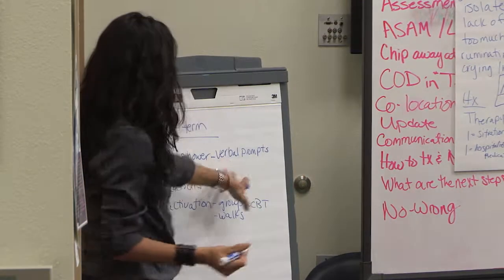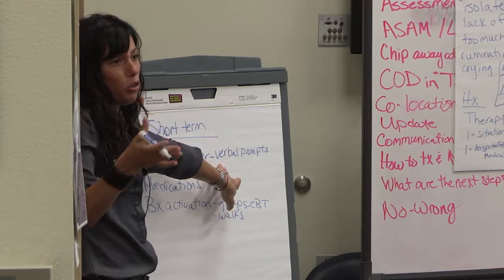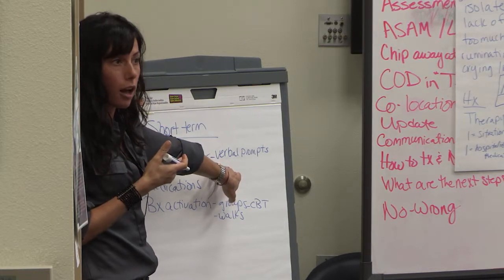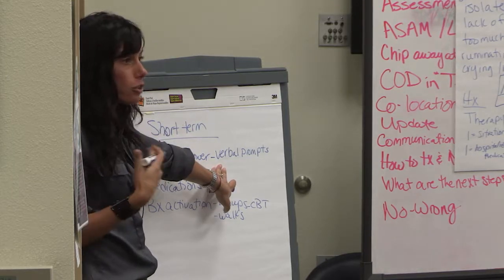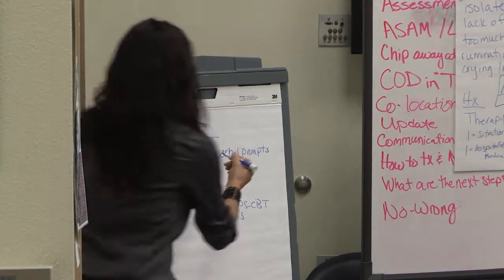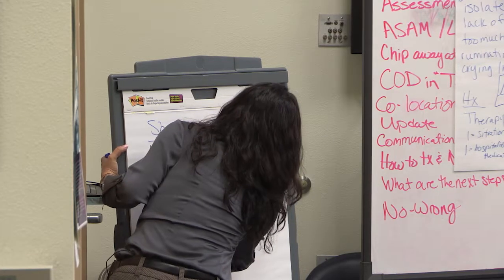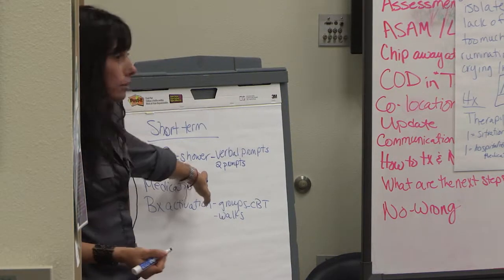And maybe we're going to say 2 verbal prompts seems reasonable for her. She's got some psychoses going on. She may be very internally preoccupied at times. So we're going to say 2 prompts to successful shower, okay?